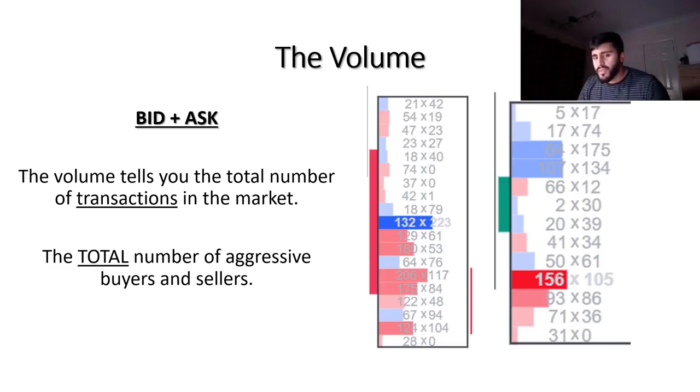But what would the volume be? The delta is going to be a positive number. So the delta there is going to be 21, but the volume is going to be 63 because it's 21 plus 42, right? So the volume is adding them together.